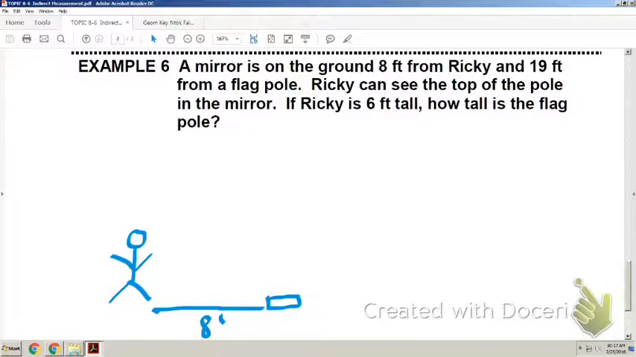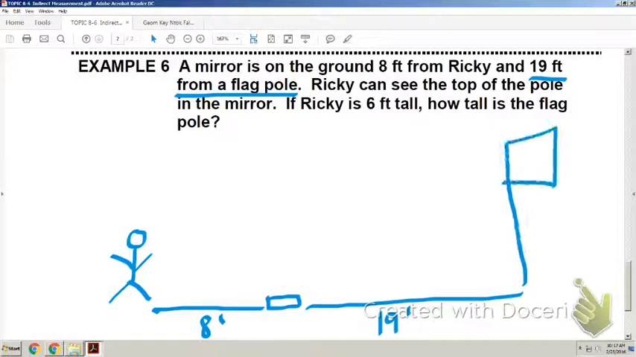Ricky can see the top of the pole in the mirror of the flagpole. Oh, I missed a part. It says a mirror is on the ground 8 feet from Ricky and 19 feet from a flagpole. So this is going to be 19 feet, and here's the flagpole. Ricky can see the top of the pole in the mirror. If Ricky is 6 feet tall, so this is 6 feet, his height, how tall is the flagpole? So I'm going to use X.